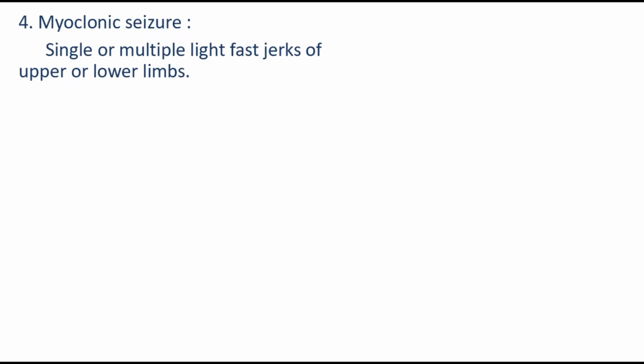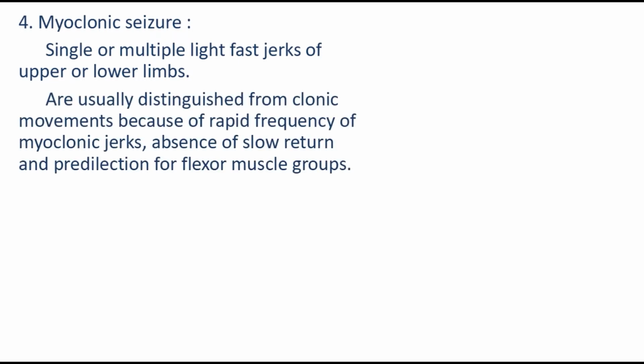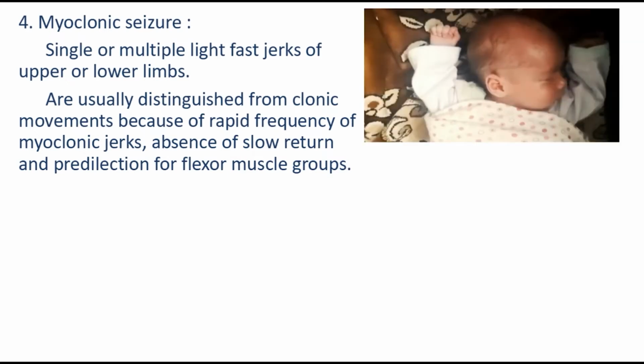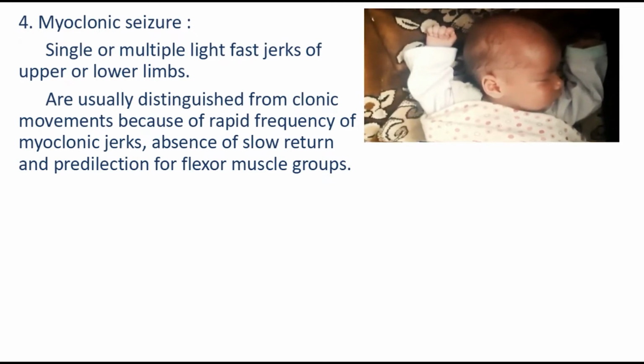Fourth one is myoclonic seizures. Single or multiple light fast jerks of upper or lower limbs are usually distinguished from clonic seizures because of three parameters: rapid frequency of myoclonic jerks, absence of slow return, and predilection for flexor muscle groups. You can see here in this picture myoclonic seizure, very light fast jerk.